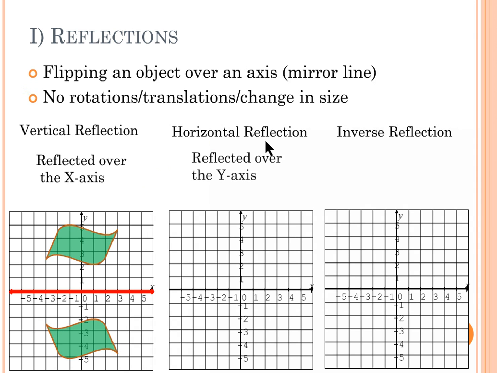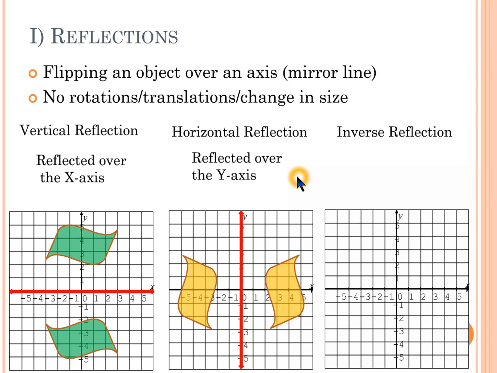Moving on to a horizontal reflection, this happens when we're reflecting objects over the y-axis. Once again, this line highlighted in red represents the y-axis. Let's say I have an object here on the left-hand side, and if I reflect this over the y-axis, it might appear somewhere over here. Notice that this object went from the left-hand side to the right-hand side, so that's why it's called a horizontal reflection. The y-axis right here is once again acting as a mirror line.